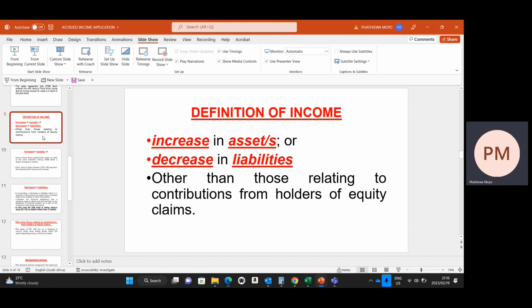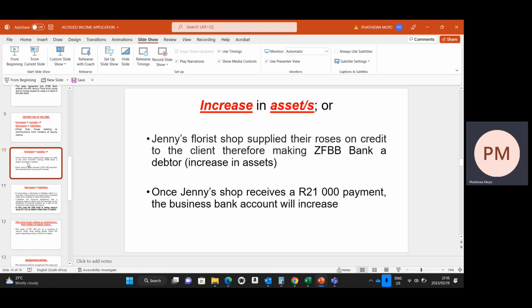Then you move to the definition of income, because remember we said we identified accrued income, we identified sales revenue. So it says income is an increase in assets or a decrease in liabilities other than those relating to contributions from holders of equity claims. All right. Then what is the increase in assets? Can we apply that?